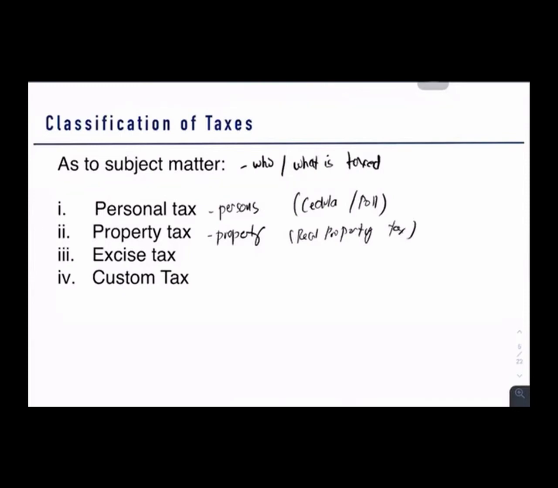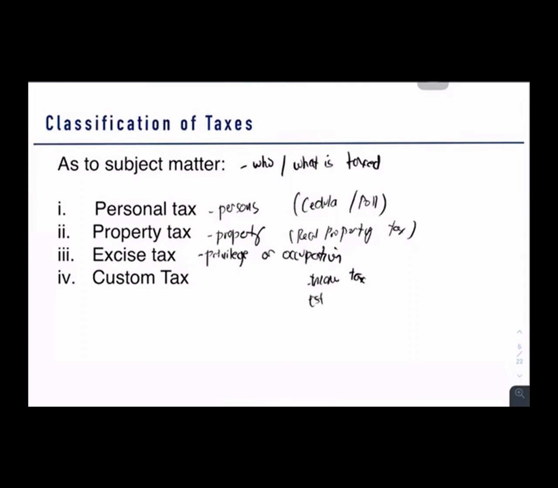Excise tax. When we say excise tax, what is the subject matter of the tax? In excise tax, the tax is on the privilege or occupation. The tax is on the privilege or occupation. So, sir, examples of excise tax? Some examples of excise tax is income tax, of course. Sir, why income tax? What is taxed here is your occupation. So by virtue of your occupation, you earn an income.